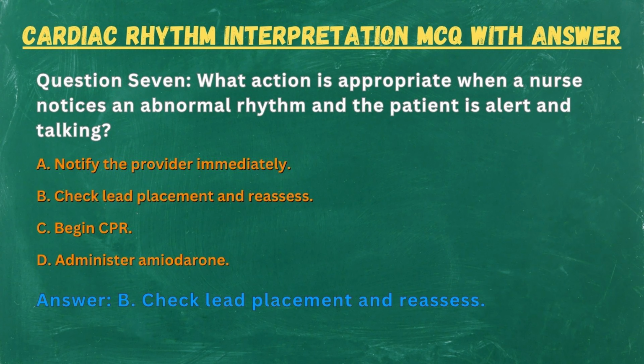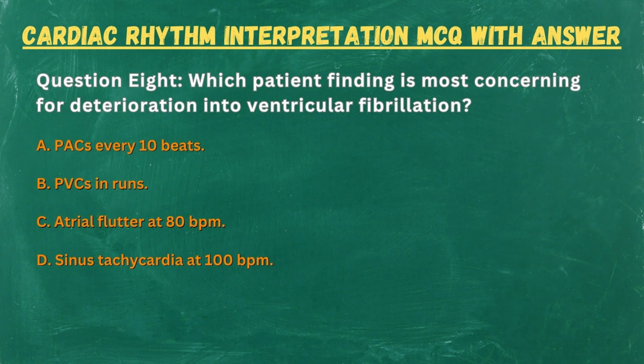Answer: B. Check lead placement and reassess. Question 8. Which patient finding is most concerning for deterioration into ventricular fibrillation? A. PACs every 10 beats. B. PVCs in runs. C. Atrial flutter at 80 BPM. D. Sinus tachycardia at 100 BPM.